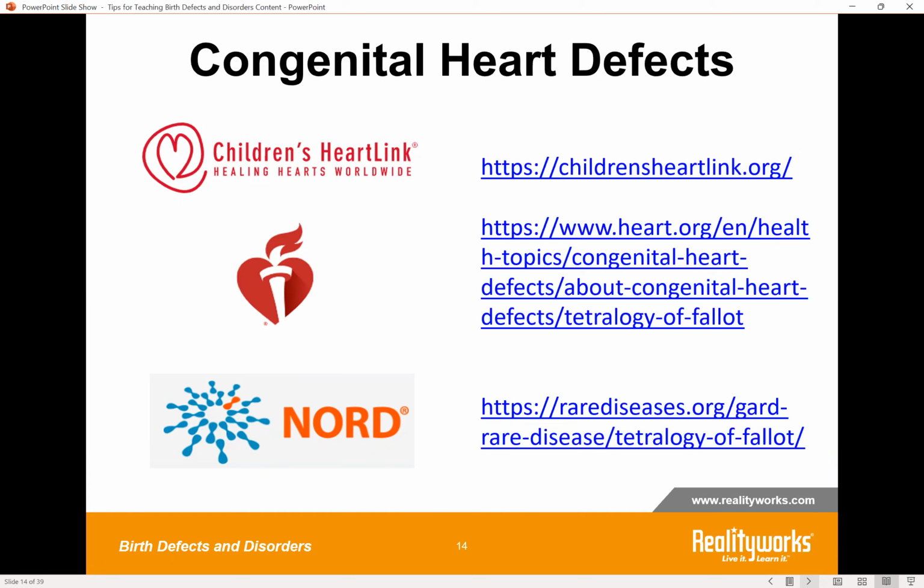The next one, the American Heart Association, has a specific page on their website dedicated to tetralogy of Fallot, and that is a very common infant congenital heart defect. And then the third organization, called the National Organization for Rare Disorders, includes congenital heart defects among many other rare disorders. And they say that they're committed to the identification, treatment, and cure of rare disorders through programs of education, advocacy, research, and patient services.